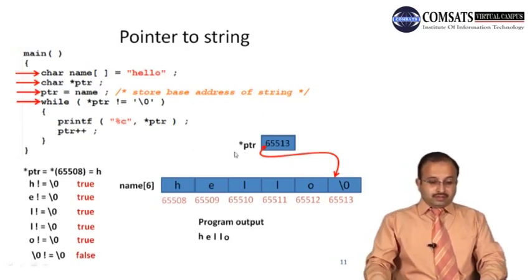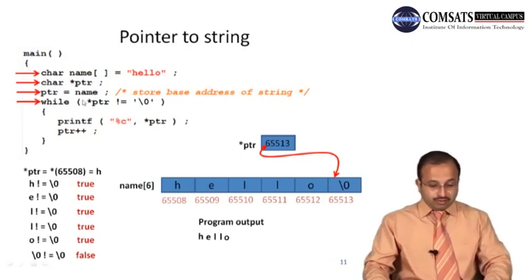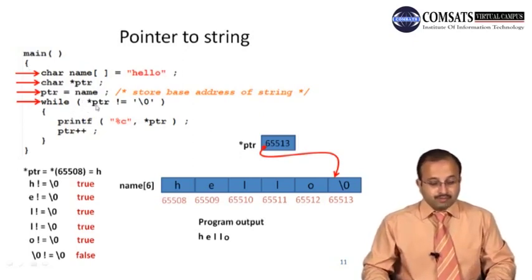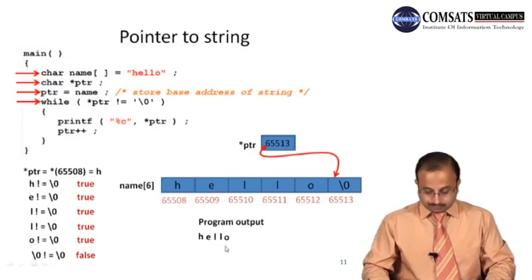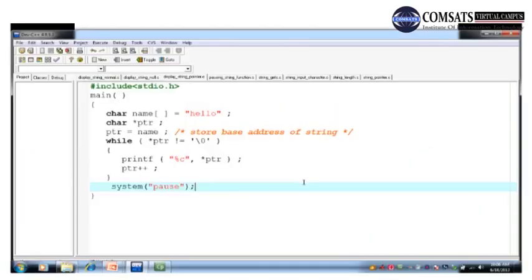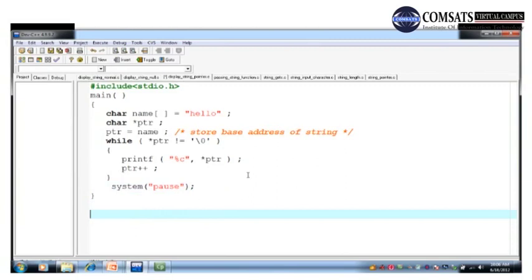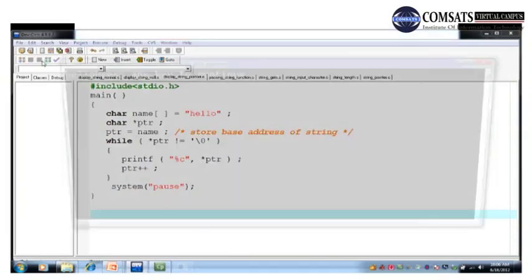So this is a way you can print the string using a pointer. ठीक है, pointer के through भी आप string को print कर सकते हैं इस तरीके से. Now let's go and see the program. So this is a program, the same program that I have shown you in the slide. Let's compile that program and run it.